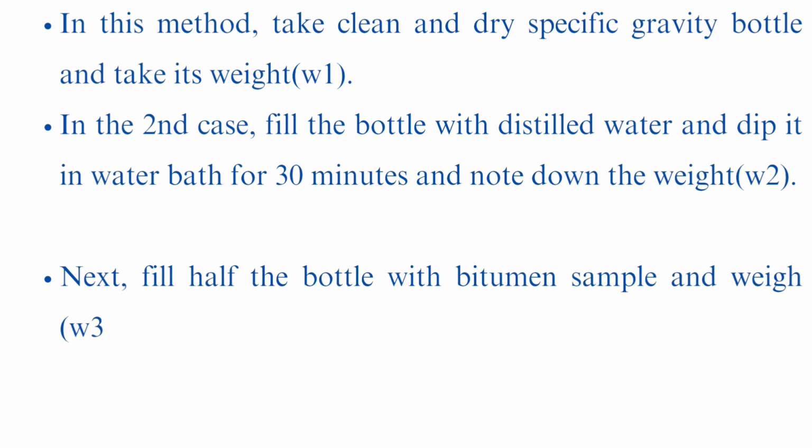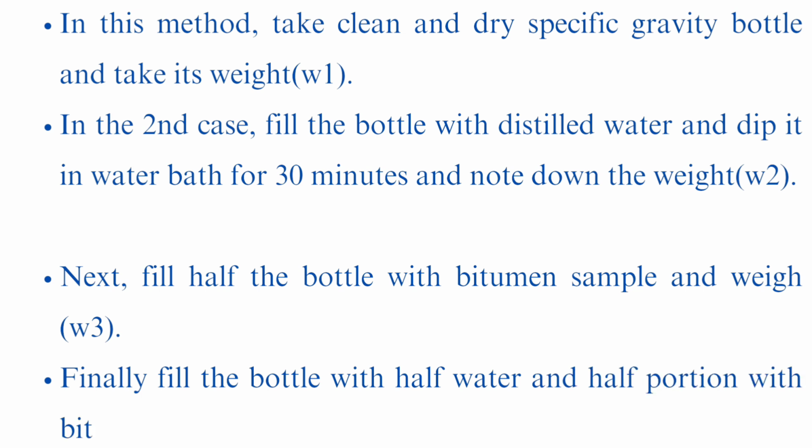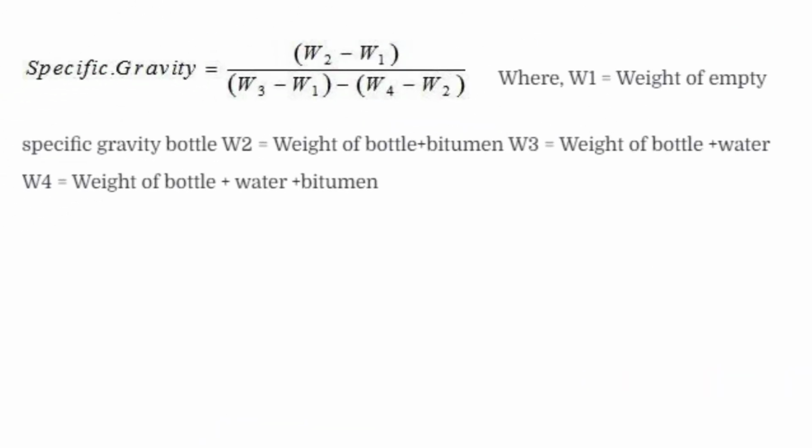Specific gravity test on bitumen. The specific gravity of bitumen is the ratio of mass of given volume of bitumen to the mass of equal volume of water at specified temperature. Specific gravity is a good indicator of quality of binder. It can be determined by the pycnometer method.